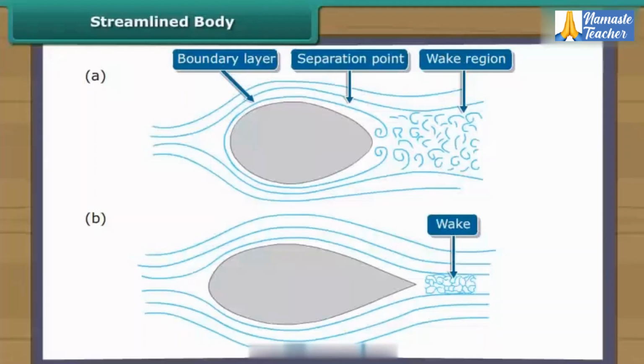Streamlined body. The shape of many objects moving through air or water is designed in such a way that friction between the objects and water or air can be reduced. The shape of the body is called a streamlined body.